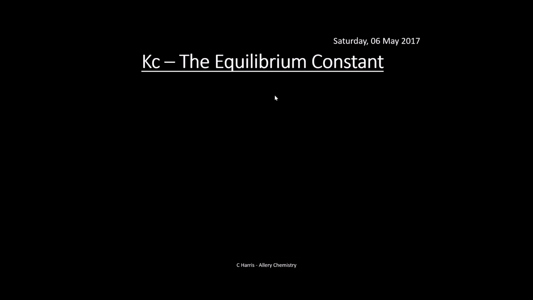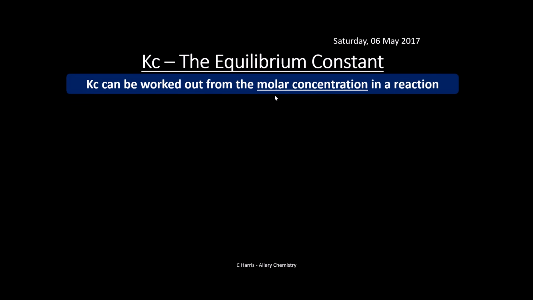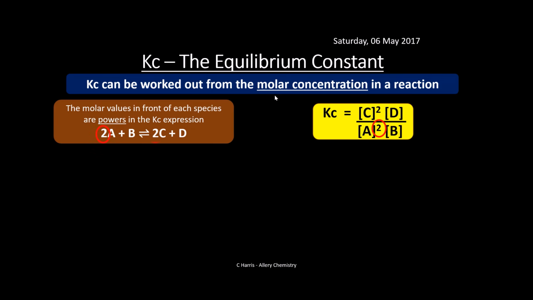Right. We need to know about Kc. Now, Kc is one of these things that was in the old specification, it was in the A2 spec, but this has been brought down now into the year 1 specification. So this is called the equilibrium constant. You're basically giving a value to an equilibrium reaction. So Kc can be worked out from the molar concentration in a reaction. So let's have a look at this.